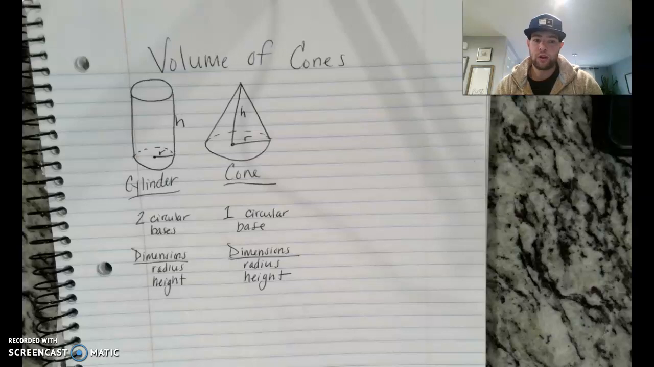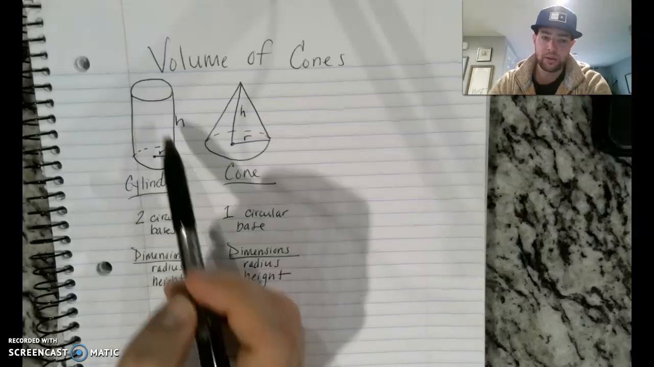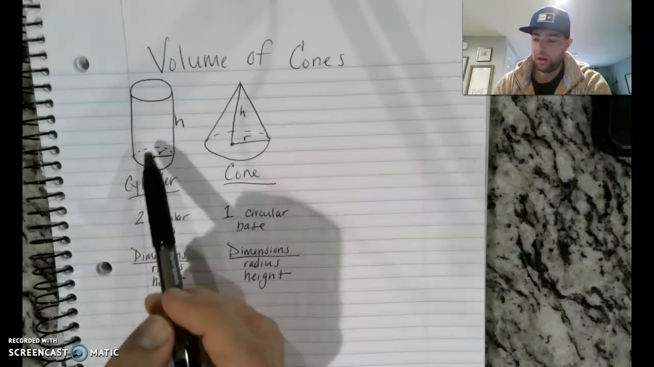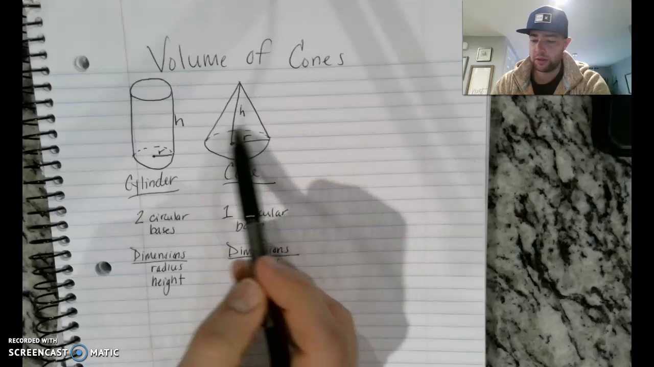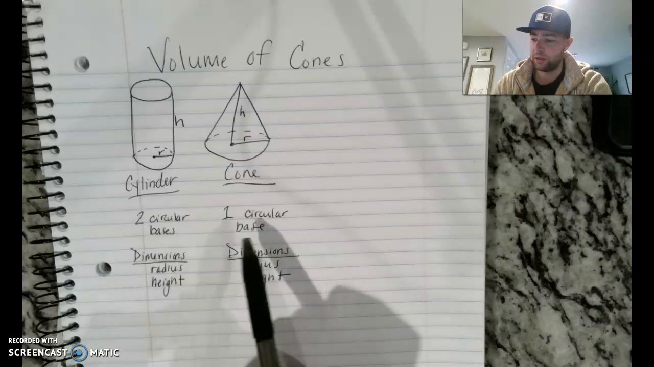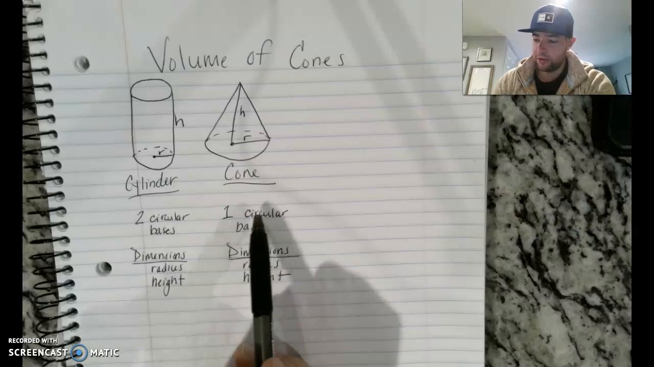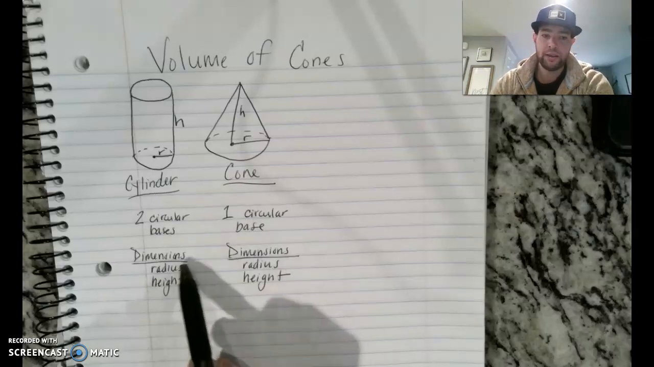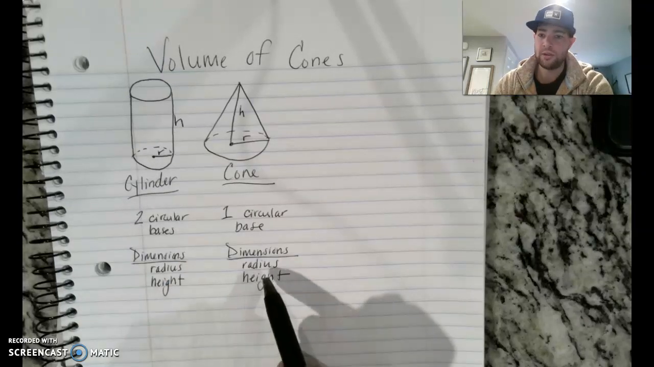The first thing I want to do is just talk about some of the similarities and differences between a cylinder and a cone. You can see that I have drawn here. The first main difference is that cylinders have two circular bases, one on the top and one on the bottom, whereas a cone comes to a point, just like a pyramid, so I only have one circular base. They do share the commonality of having a circular base, except cylinders have two, cones only have one. And then for dimensions of a cylinder, we have radius and height that we use in our formula, and it just so happens that to find the volume of a cone, we use the same dimensions.